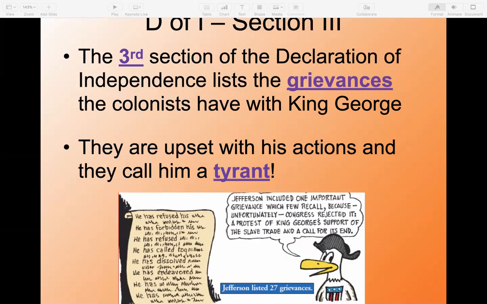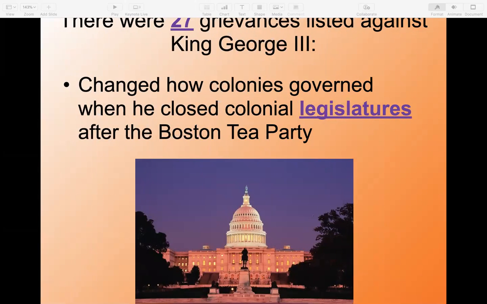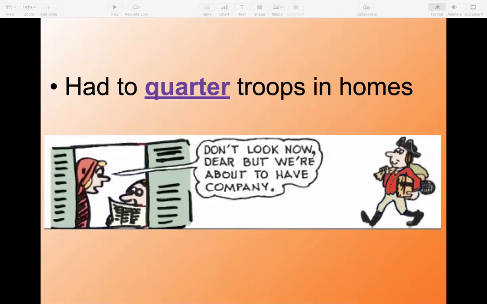The third section of the Declaration of Independence lists grievances the colonists have with King George, and they're upset with his actions and call him a tyrant. There were 27 grievances listed against King George III. He changed how colonies were governed when he closed colonial legislatures after the Boston Tea Party. He made them quarter troops in homes.